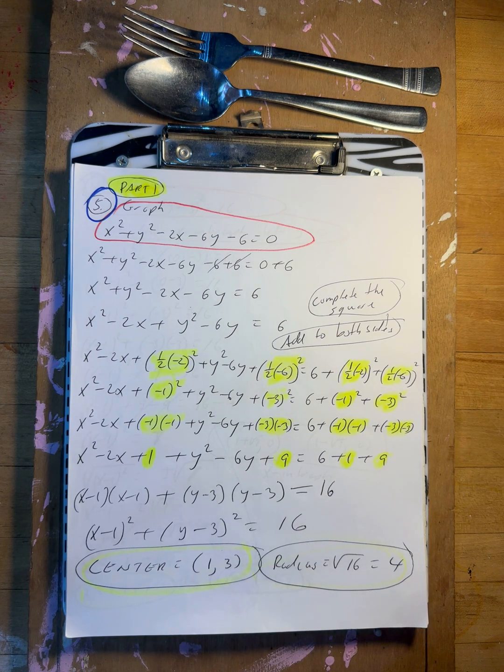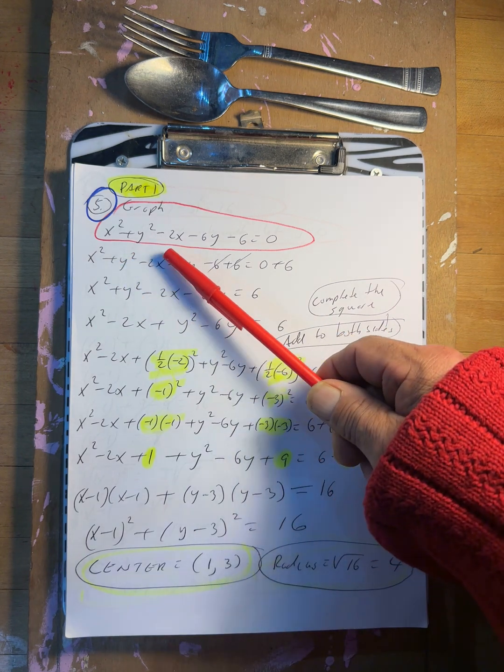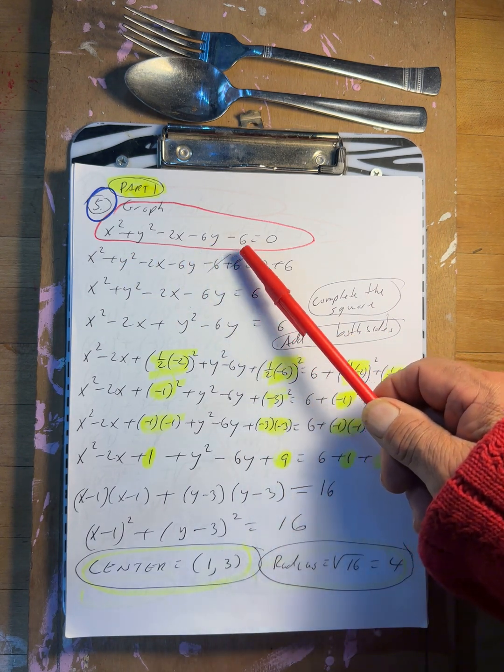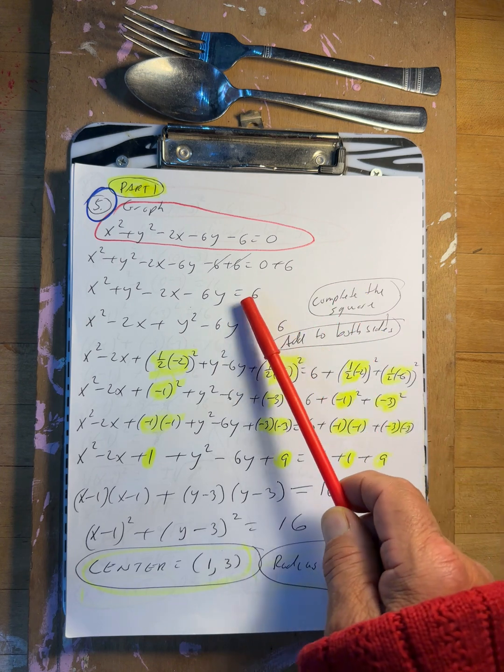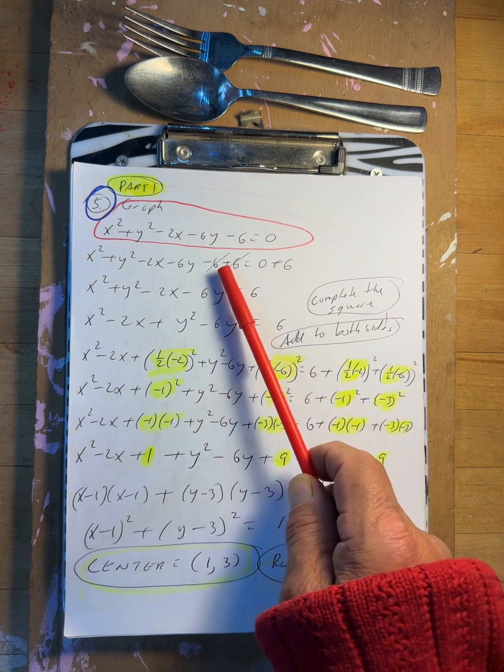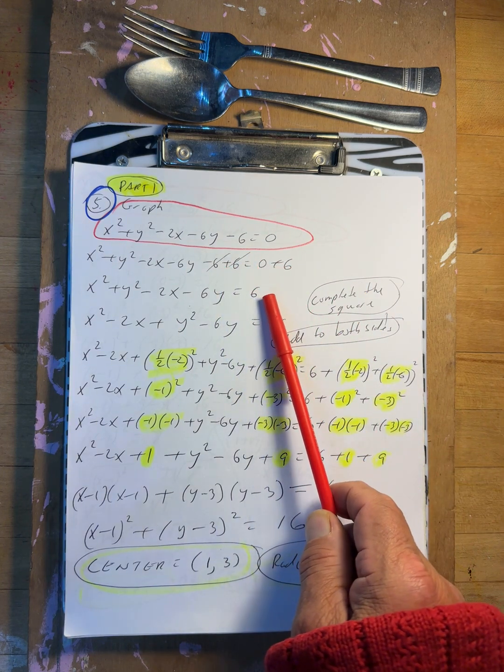Graph. x squared plus y squared minus 2x minus 6y minus 6 equals 0. I'm going to rewrite it first. Let's get the 6 on this side. Add 6, add 6. So now we have it over here.